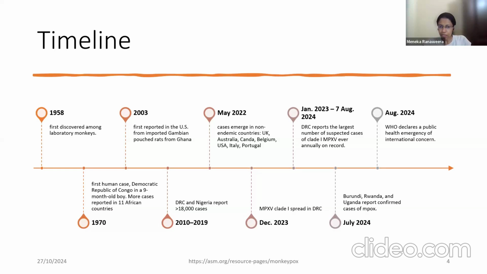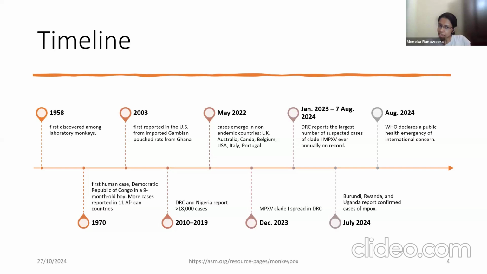Then from about 2010 to 2019, this disease was slowly spreading in the Republic of Congo and Nigeria. More than 18,000 cases were reported. But things changed in 2022. As you all remember, in May 2022, cases started emerging in non-endemic countries: the UK, Australia, Canada, Belgium, the United States. This is the time when this disease got global recognition, and people started doing more research about it, and a lot of interest came in, as we would expect.